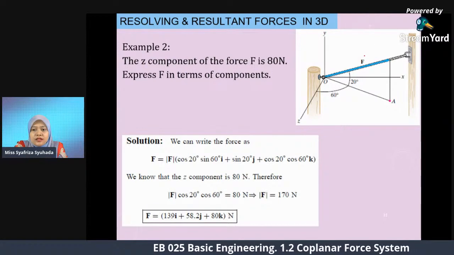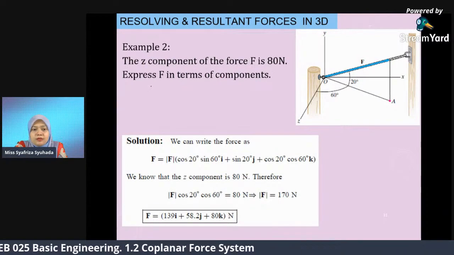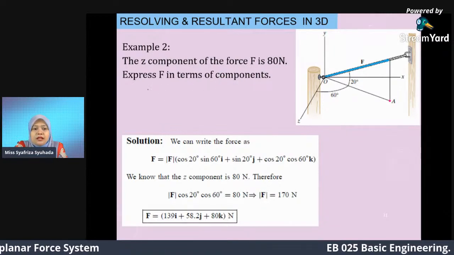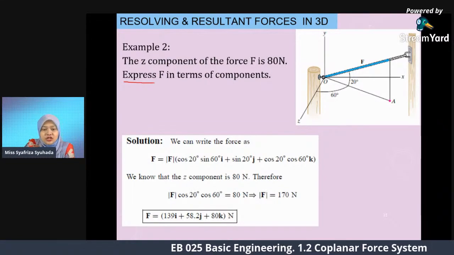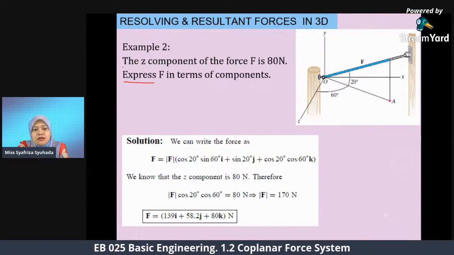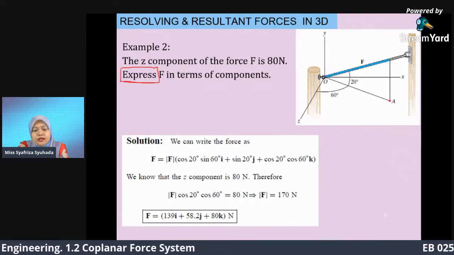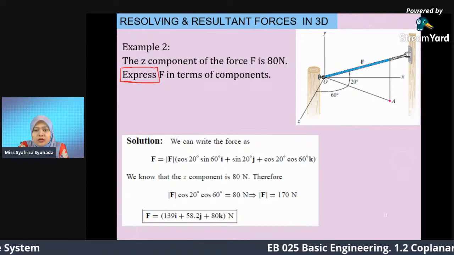Okay, ada satu force saja. F diberi dengan nilai 80. Express F in terms of component. Maksudnya jawapan ni, bila ada perkataan express walaupun tiada in Cartesian Vector, express ni bermaksud dia nak jawapan dalam bentuk Cartesian Vector form. Dan seterusnya untuk tahu paksi X, macam biasa kita tengok balik.